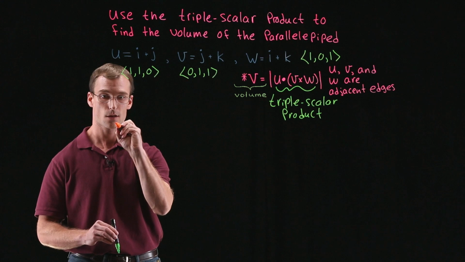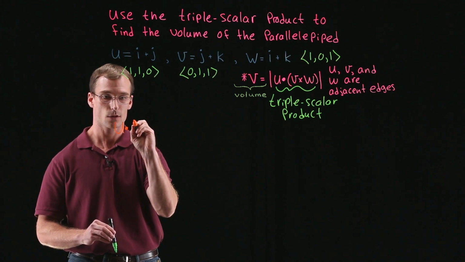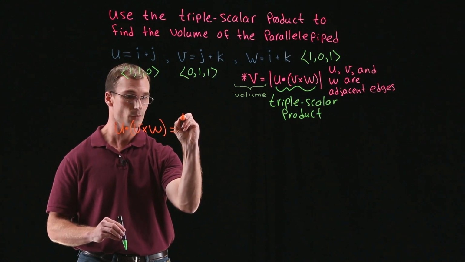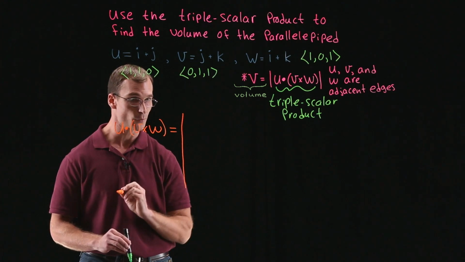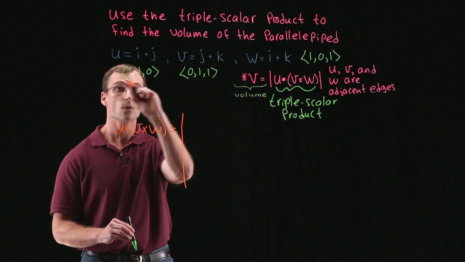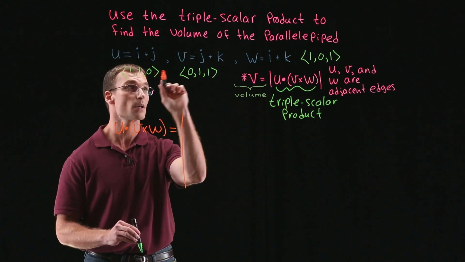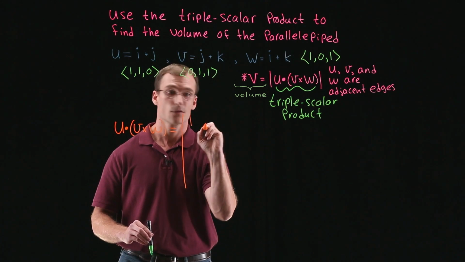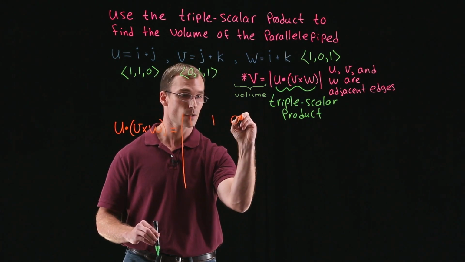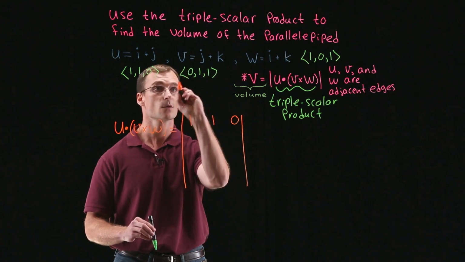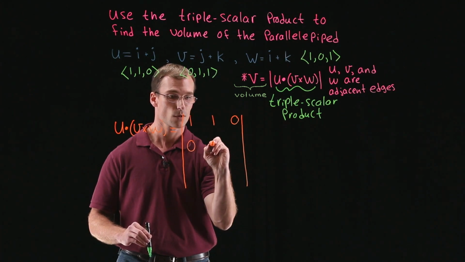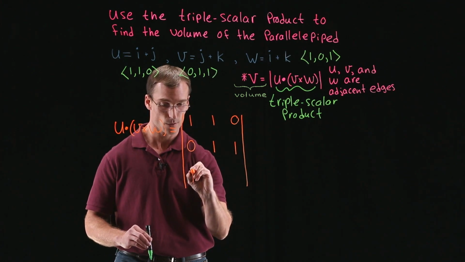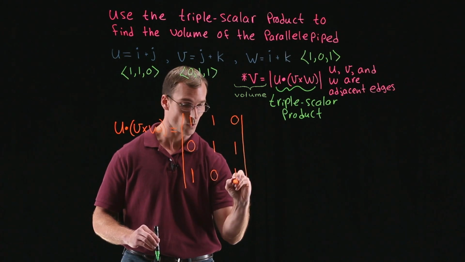All right, so u dotted with v cross w is equal to the determinant of the 3 by 3 matrix made up where each row consists of the components of each of our vectors u, v, and w. So our first row is the components of u, 1, 1, and 0. Second row, components of v, 0, 1, and 1. And lastly, the last row, components of w, 1, 0, and 1.